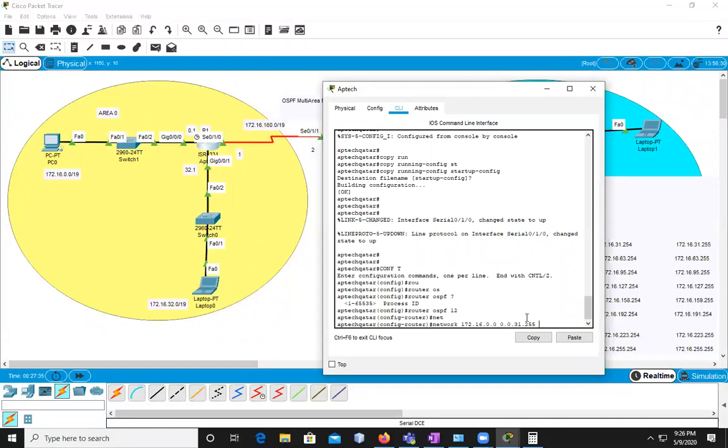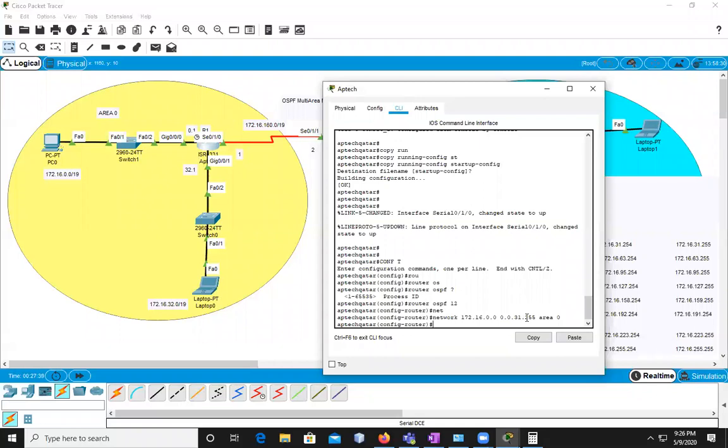But over here, we have to give the area. That's area 0, the backbone. In the same way, another network that we do have is 172.16.32.0 with the same area.